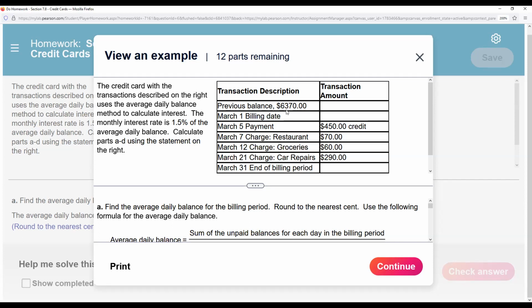My previous balance, so I already owed $6,370. So I'm already in debt. Life sucks, right? I made a payment of $450, and then I went to the restaurant with groceries. My car messed up, $290. End of the month, what is my average daily balance?